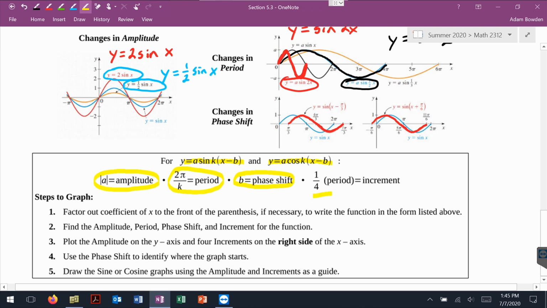And then there's another thing we'll talk about later called the increment, which is 1/4 of the period. This is going to help us when we go to graph the functions. So I have the steps here to graph. I'll let y'all look at it if you'd like to, but I'll show it in some examples here in a few moments.